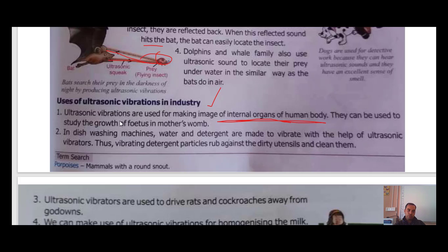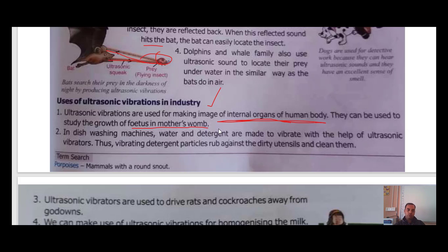They can be used to study the growth of the fetus in the mother's womb, which doctors generally use when a pregnant woman goes for a regular checkup. Doctors generally use ultrasonography or ultrasonic vibration to study the fetus in the mother's womb. By using it, they can know whether the baby is in healthy condition inside the mother's womb or not.